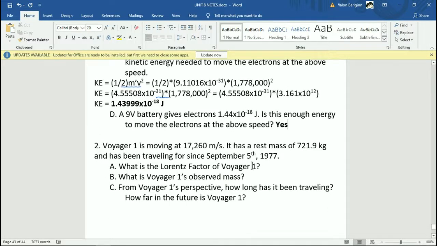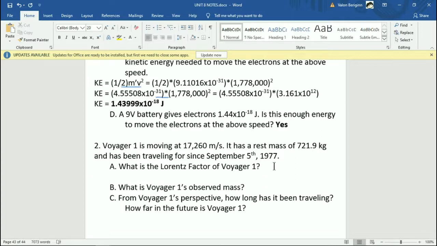Okay, now we're moving on to number 2. Voyager 1 is moving at 17,260 meters per second, has a rest mass of 721.9 kilograms, and has been traveling since September 5th, 1977. What is the Lorentz factor? Again, solving for gamma. The speed here is 17,260 squared divided by 300 million squared.